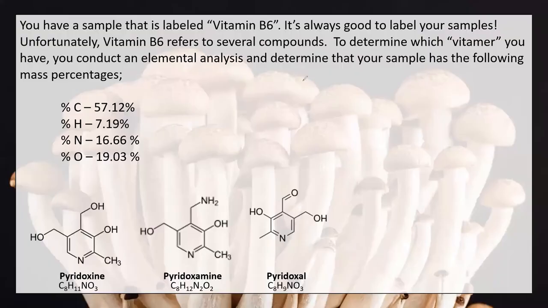Okay, so our next question is about vitamins, and this is an empirical formula kind of question. So I have a sample that's labeled vitamin B6. It's always good to label your samples, but vitamin B6 actually refers to several compounds, more than these 3. Sometimes they're called vitamers, right?